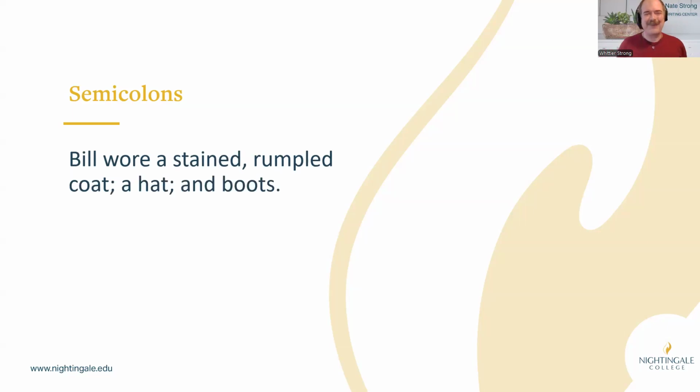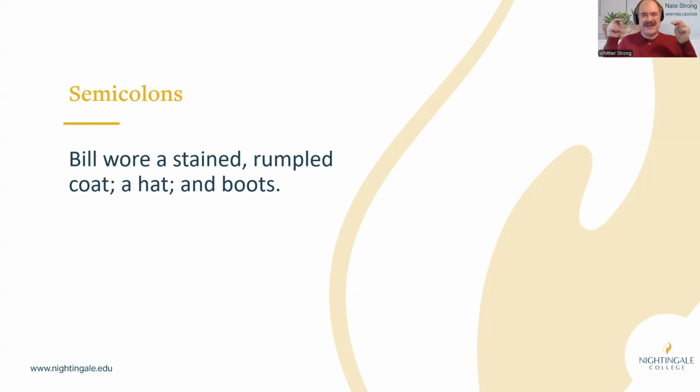Let's change this up. Bill wore a stained, rumpled coat, a hat, and boots. Now, one of our items has a comma, a stained comma, rumpled coat. Now, if we use commas after each of these items instead of semicolons, it's going to be very hard for the reader to keep track of how many things there are in the list. It could look like a stained, rumpled coat, a hat, and boots. That's what it would look like at first glance if we used commas here.